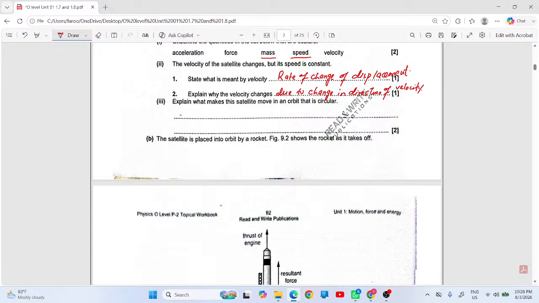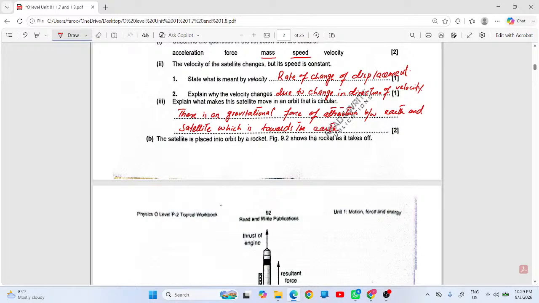ऐसे लिखते हैं. There is a gravitational force of attraction between Earth and satellite, which is towards the Earth.